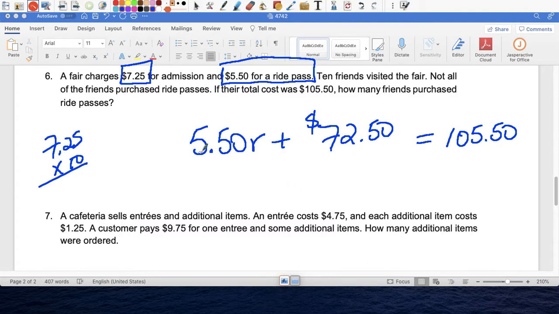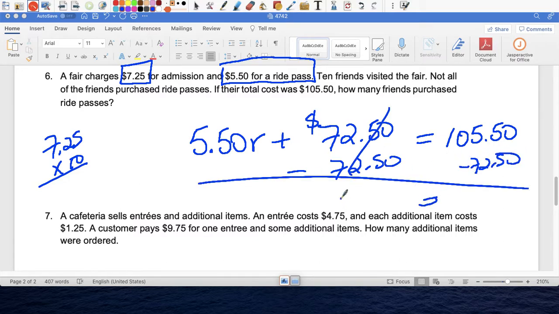So the people who bought the ride pass plus all their entrance fees was equal to 105.50. So minus 72.50, minus 72.50 equals, that goes away, 5.50 R comes down, and that equals 105.